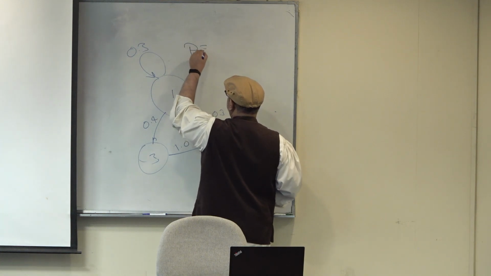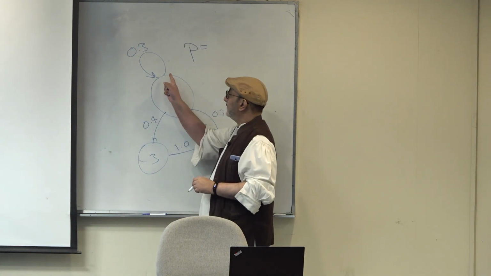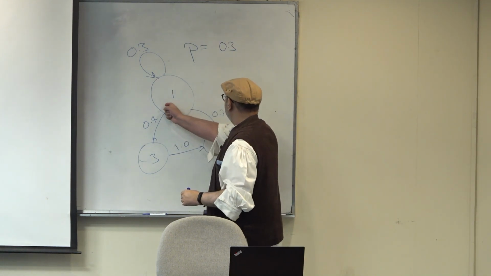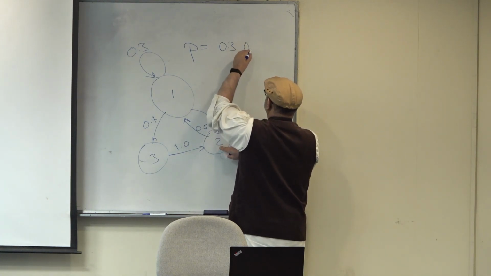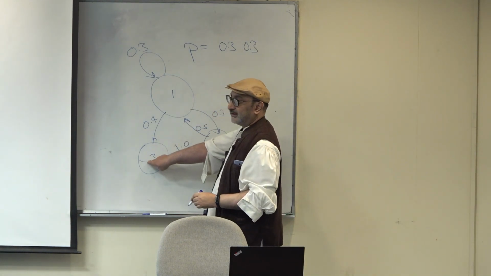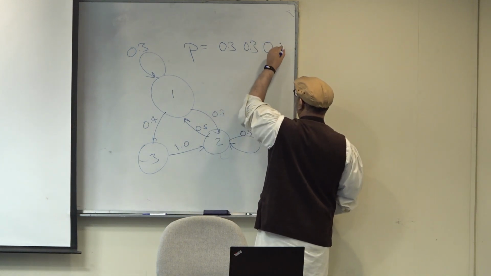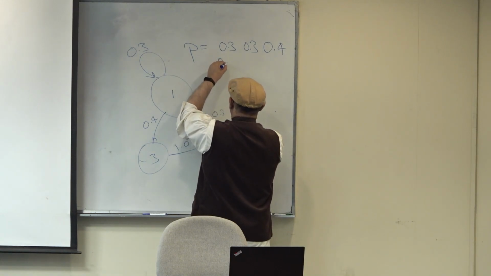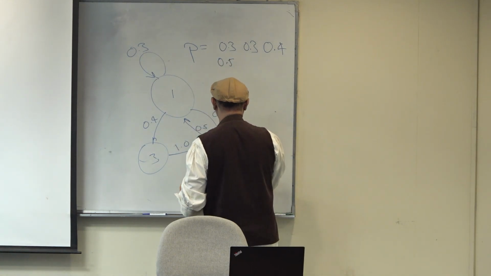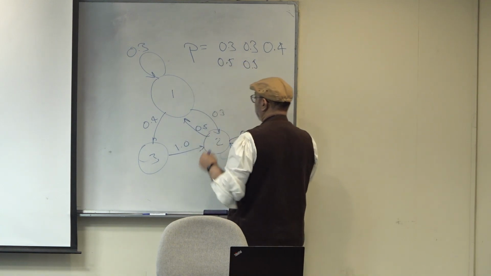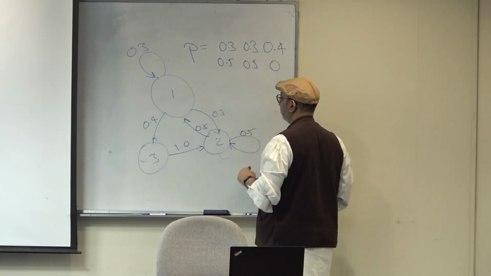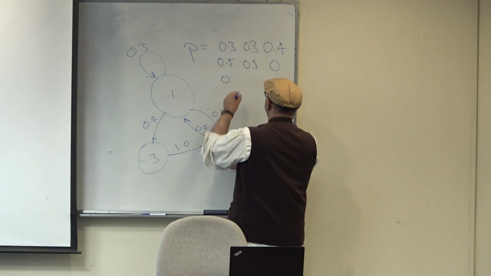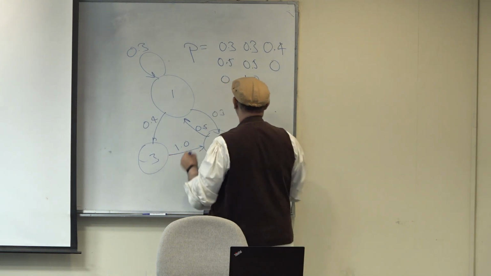The matrix P for this one: 1 to 1 is 0.3. 1 to 2 is 0.3. 1 to 3 is 0.4. 2 to 1 is 0.5. 2 to 2 is 0.5. 2 to 3 is 0. 3 to 1 is 0. 3 to 2 is 1. 3 to 3 is 0.